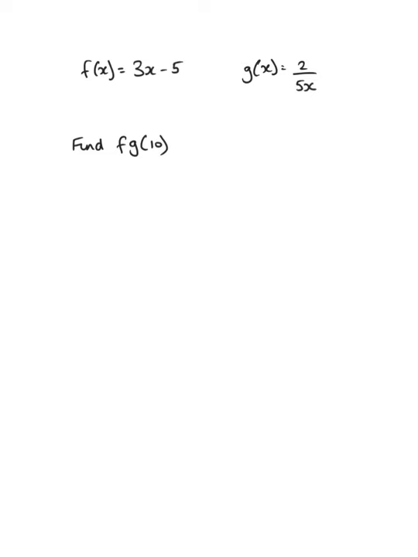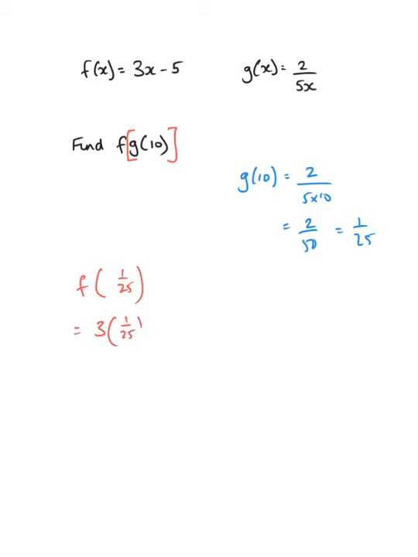And then just one more example where we'll do it with numbers. I want to find fg of 10. So that's the same as finding f of g of 10. So this time it's easier just to substitute that number in to start with. So g of 10 is 2 over 5 times 10, which is 2 over 50 or 1 over 25. So essentially what I'm now going to do is find f of 1 over 25, which means wherever I see x, I write 1 over 25. So that's 3 lots of 1 over 25 minus 5, which is minus 122 over 25.